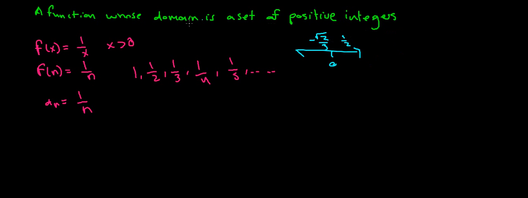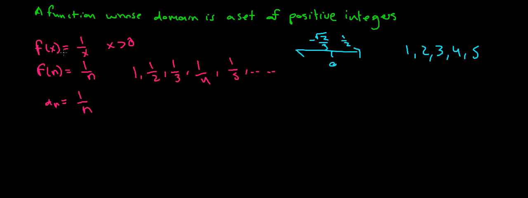The domain of sequences are positive integers, so 1, 2, 3, 4, 5. It's just like counting outwards to positive infinity. So that being said, the notation isn't too much different. Here's an example of a function. If I were to take it as a sequence, then the notation changes from x to n to kind of emphasize the fact that these are positive integers.